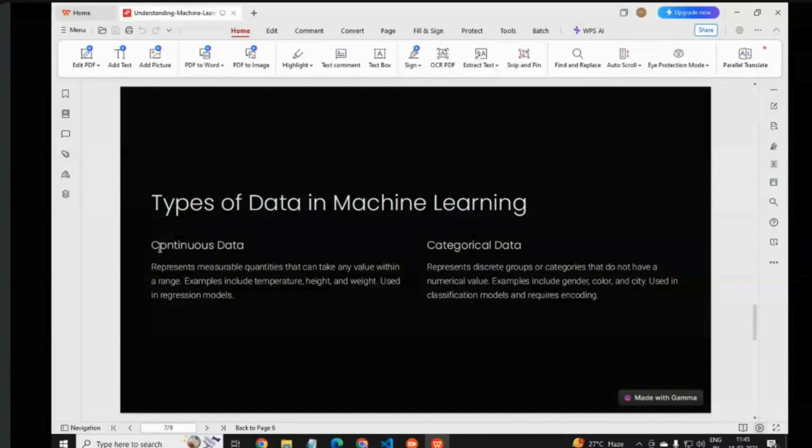In interval data, the differences between values are meaningful, but there is no true zero. Let's take an example: temperature in Celsius or Fahrenheit. 0 degrees does not mean no temperature. If someone says there is a 0 degree temperature, do we think there is no temperature in this environment?